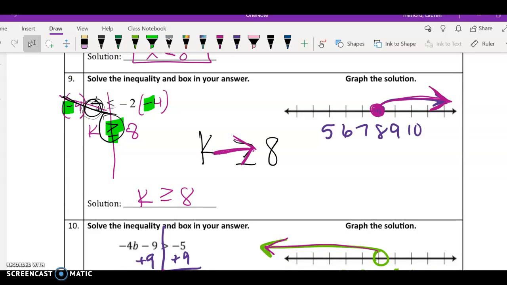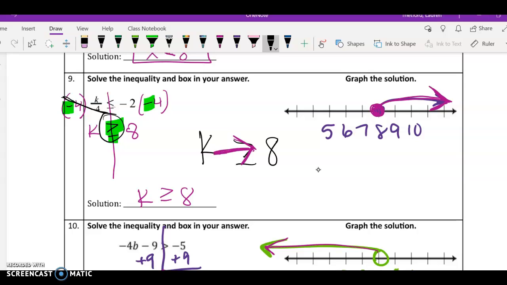Number 9. Sorry about that, I scribbled all over this. We have k divided by negative 4, so we have to do the opposite. We're going to multiply by negative 4 on both sides. When I multiply by negative 4, I flip my inequality so it goes the opposite direction.